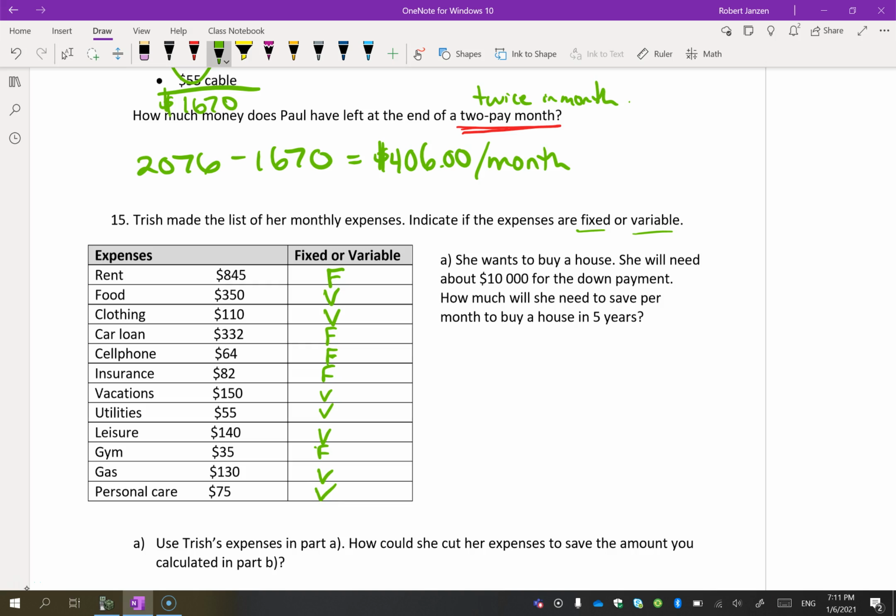Okay? So Trish wants to buy a house. She will need $10,000 for the down payment. How much will she need to save per month to buy a house in 5 years? Okay. So A, she needs $10,000. How much should she save per month for 5 years? So if we divide it by 12, that tells me how much I should save per month. But I also want to divide it by 5 because it's for 5 years. So I'm going to divide by 5 as well. Okay. So this is $166.67 per month. If you're not sure if you did that right, try and multiply that by 5 and multiply it by 12. You should get back to 10,000.